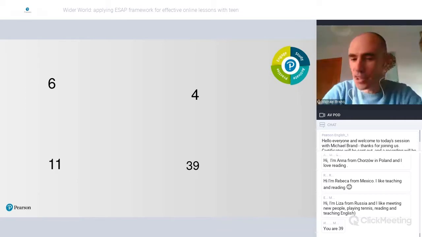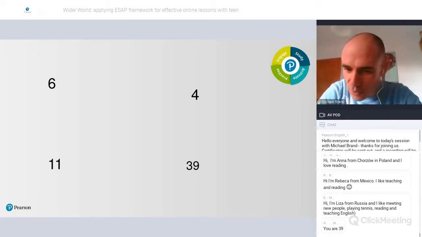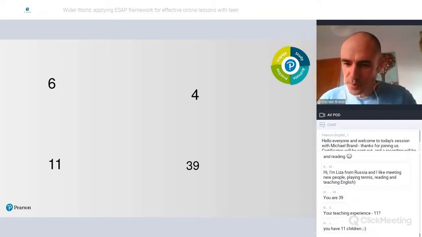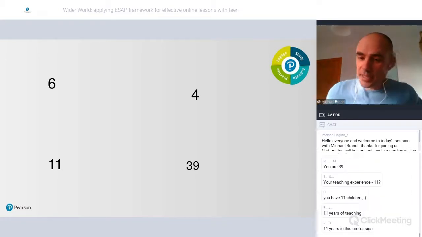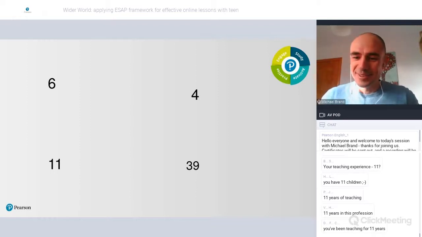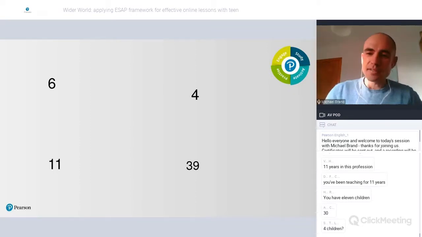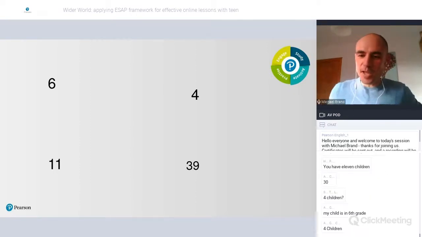I am 39. That could be my age. I think that's a pretty good guess there. What about the other numbers? What could they refer to? Teaching experience, 11 years. Yeah, 11 children, yeah. On the way, but not quite up to 11 yet. Yeah, 11 years in the profession. I think it's a good guess, isn't it? A few of you think I have 4 children. That's slightly more manageable than 11, I guess.